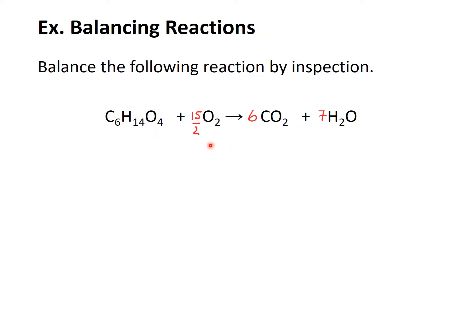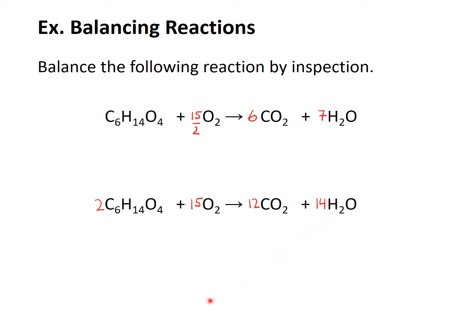Now, as it stands, this reaction is completely balanced. However, in chemistry, we usually don't like to have fractions in our balanced reactions. So in order to eliminate the fraction, we'll multiply the whole reaction by 2. This gives us 2C6H14O4 plus 15O2 produces 12CO2 plus 14H2O.